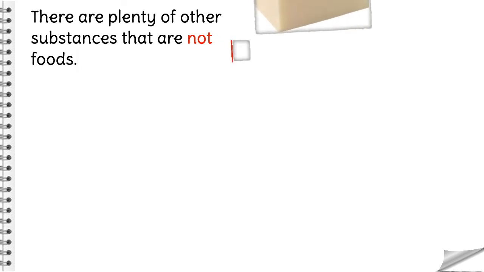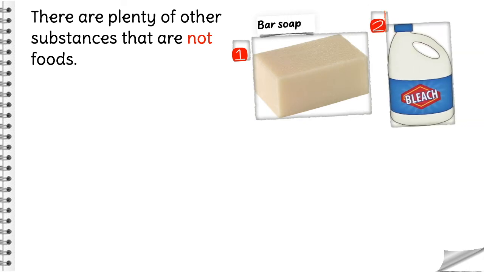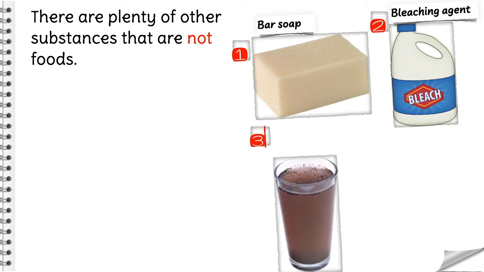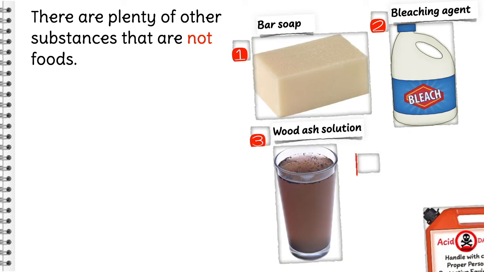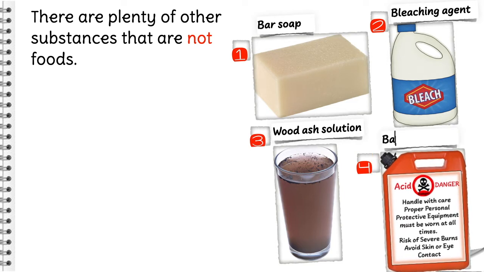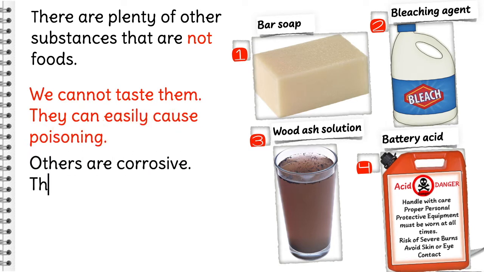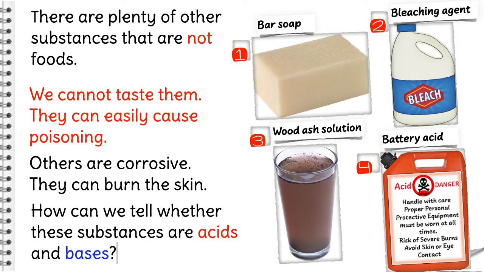There are plenty of other substances that are not foods. We cannot taste them. They can easily cause poisoning. Others are corrosive. They can burn the skin. How can we tell whether these substances are acids and bases?